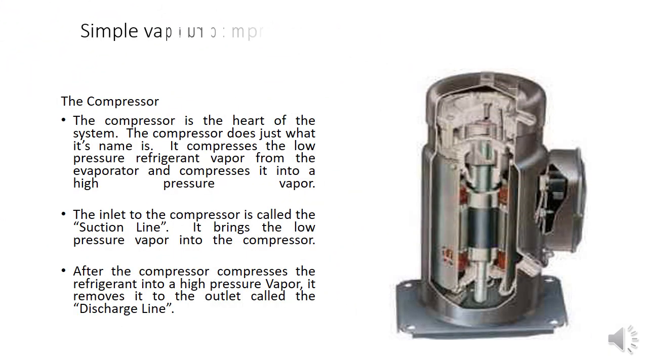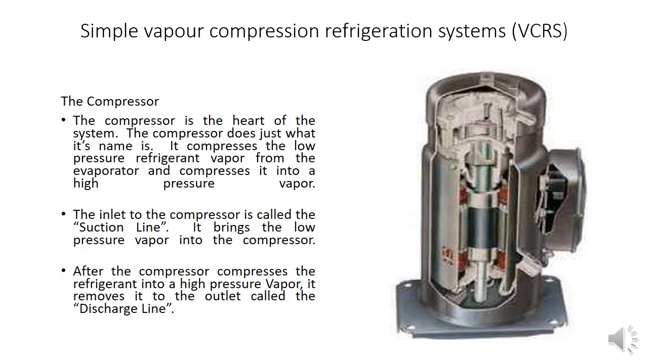So this is just a representation of the compressor, how it looks. Basically the compressor is the main part of the vapor compression refrigeration system, which consumes power and gives better efficiency as well as higher cost. So it is known as the heart of the system basically. It compresses the low pressure refrigerant vapor from the evaporator to high pressure vapor.